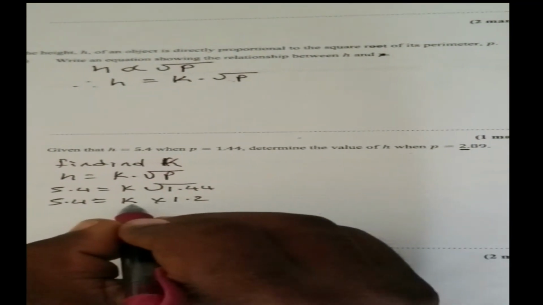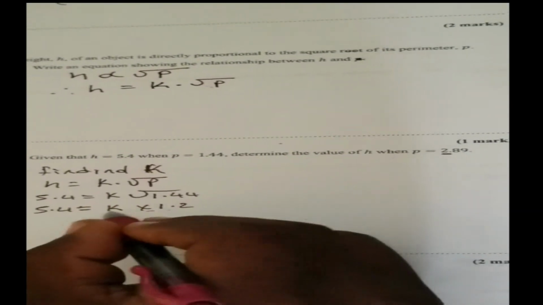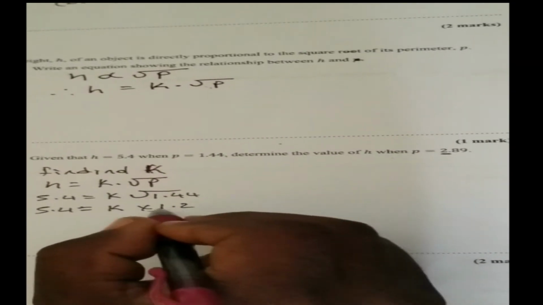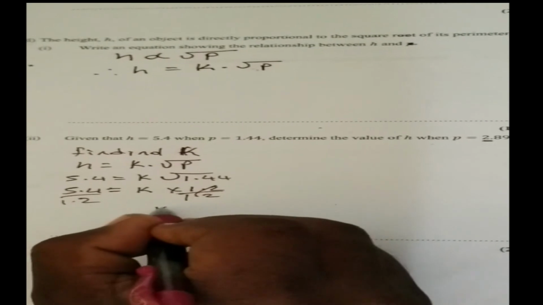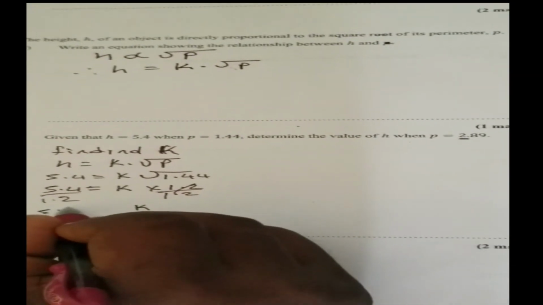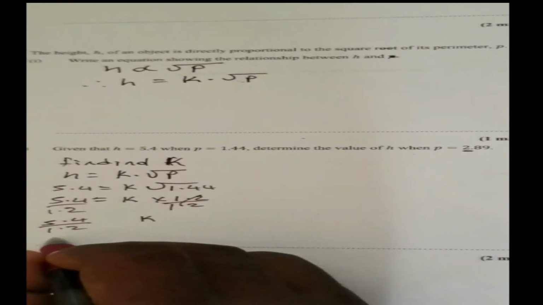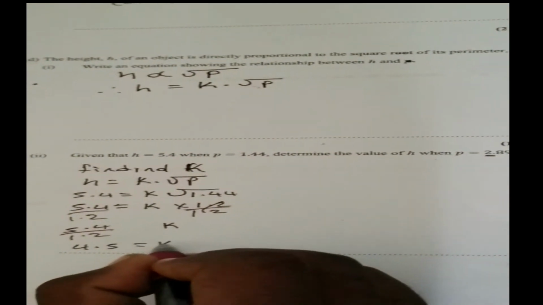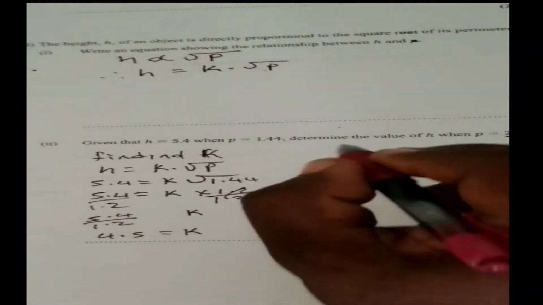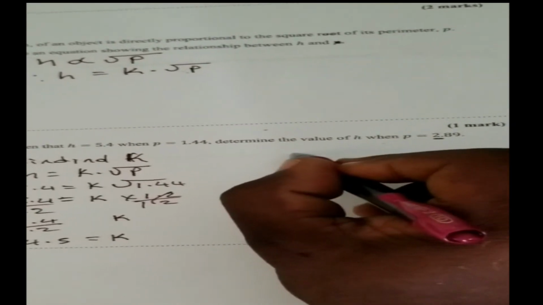With that said, now we have one unknown, and we see over this side it is being multiplied. In order for us to make k the subject, or to solve, we need to do the opposite of this multiplication, which is to divide by 1.2. So k is equal to 5.4 divided by 1.2, and that will be equal to 4.5. So we find our constant now, and we can apply it into the function with our new value of p.